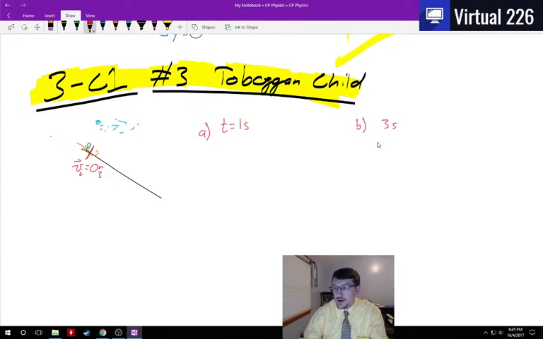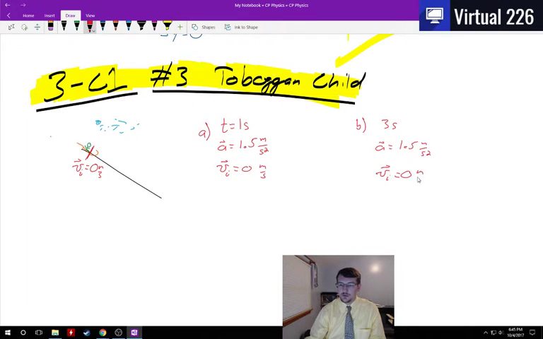We also know, just from what's given in the problem, that the child's acceleration is 1.5 meters per second squared. And that holds true for both part A and part B. Same with this initial velocity. So we know this initial velocity, once again, is 0. Okay? Just based on this picture and reading the problem, I have created 3 things: time, acceleration, velocity.